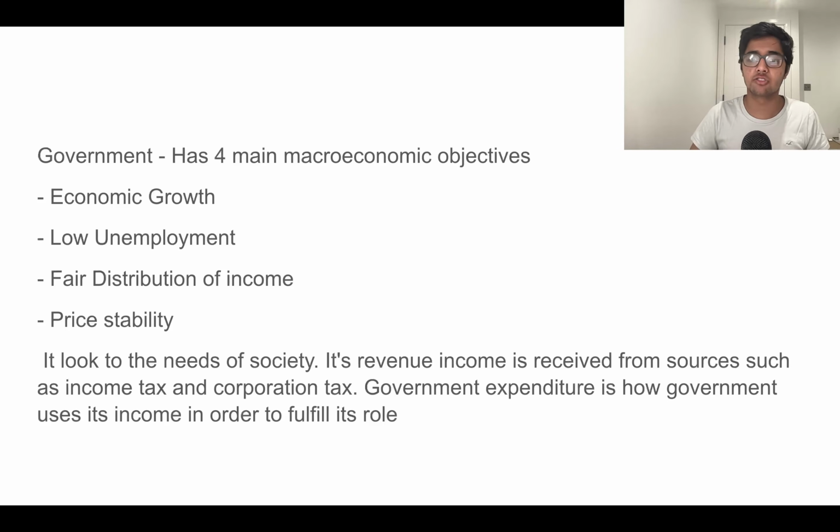So the government looks into society. Its revenue income is received from sources such as income and corporation tax. Income tax is tax levied directly on income and corporation tax on the profit of firms. Government expenditure is how government uses its income in order to fulfill its role. For example, this could be social protection such as benefits or money spent on education, military spending or the NHS.